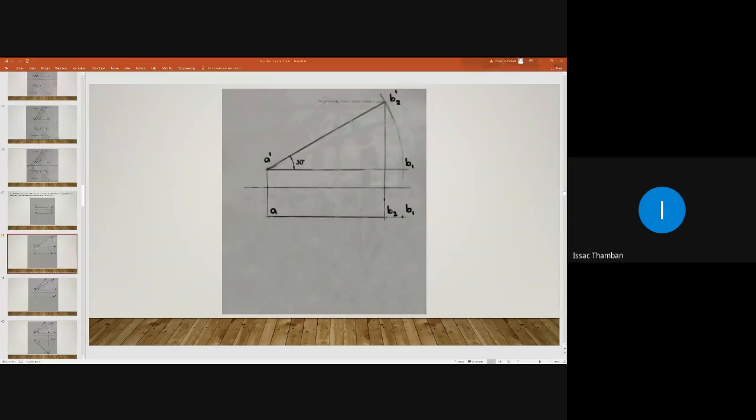So we obtained the plan length. Now, what next? Here, the line is parallel to VP and inclined to SP. So here we have B2 dash. Let us mark the locus line, the locus of B dash, by drawing a horizontal line. Draw a thin horizontal line through point B2 dash and label it as locus of B dash. Draw this line.